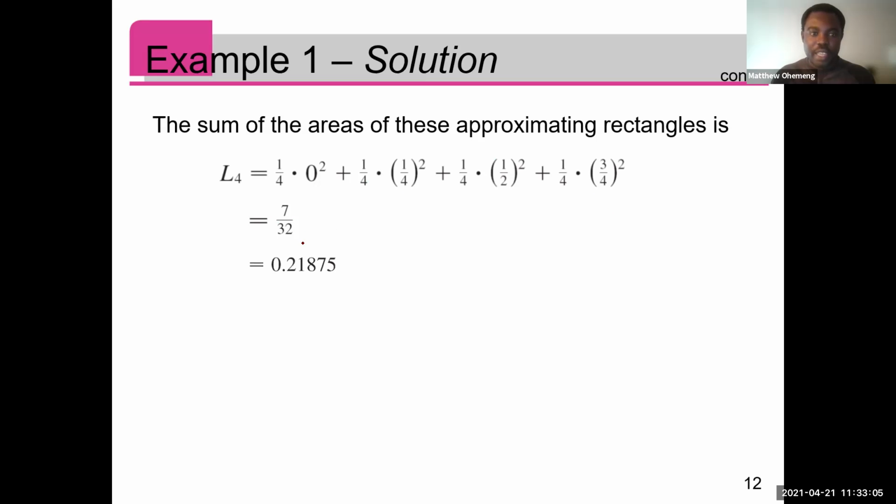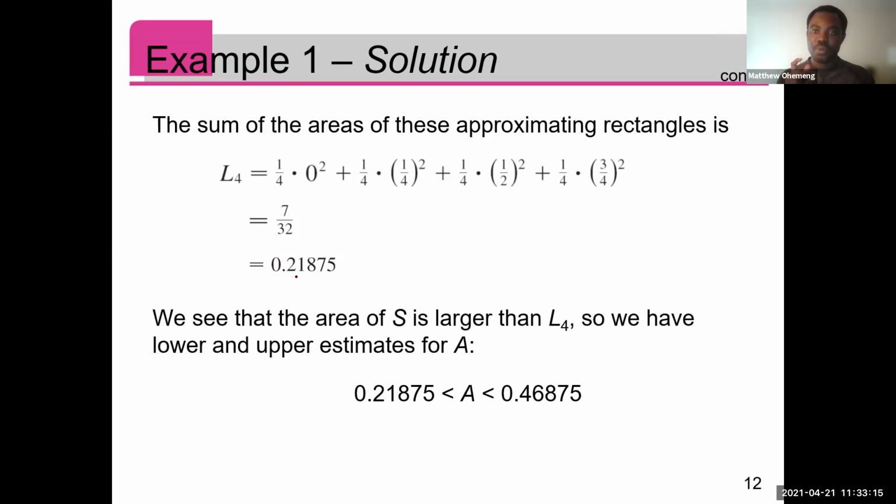So for this one, that's L4, the computation is 7 over 32, which is this. Now, for sure, we know that because this is an underestimate, the true area has to be greater than this value, right? So at level 4, when we're using 4 strips, or 4 rectangles, we know that the true area will lie in between these two values. It will be greater than this because that's a left endpoint estimate, and less than the right endpoint estimate.